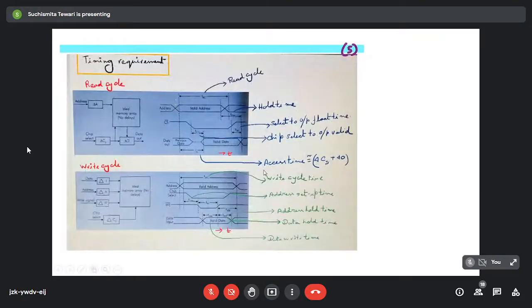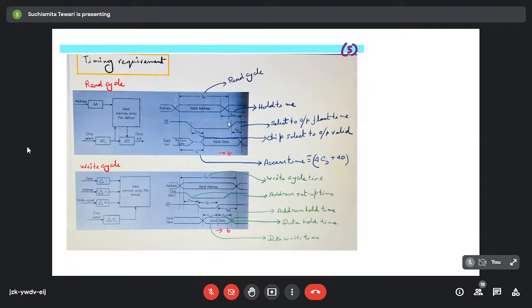Now let us come down to the next segment. What is that? We have seen different types of memory and we have seen the internal arrangement of memory, how the address lines are designed, how 1D addressing is done, and why do we need a 2D addressing, what are the merits, demerits. We have already seen that.